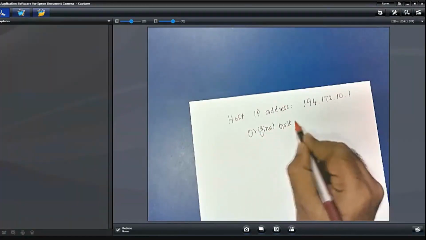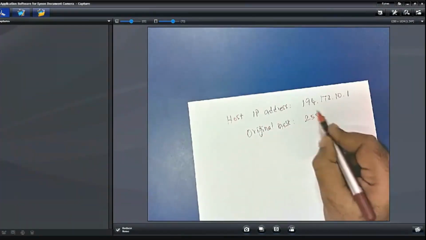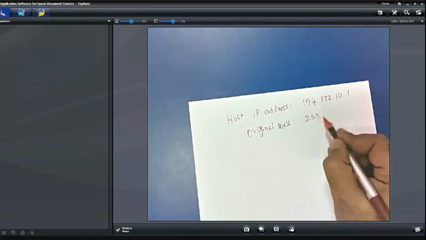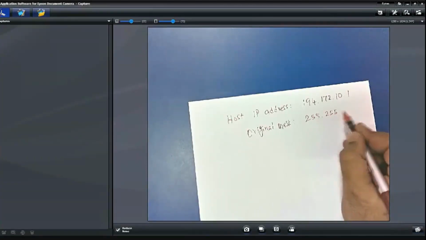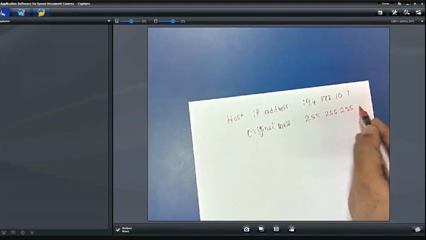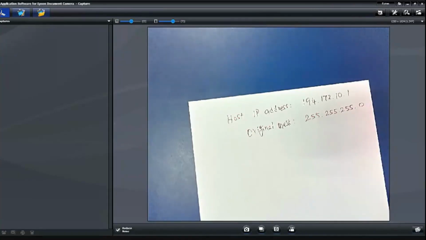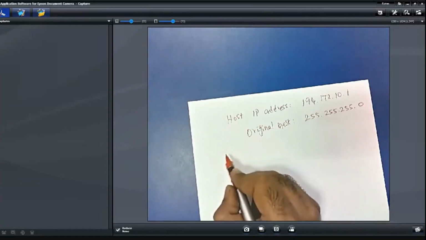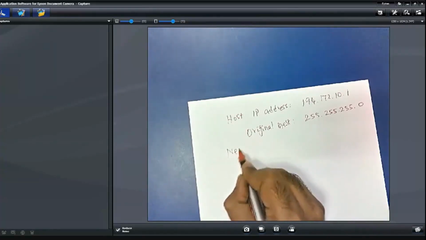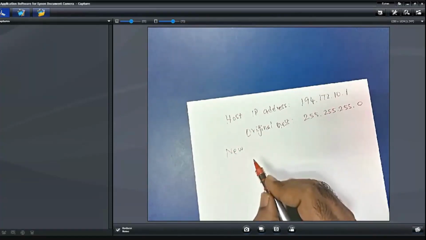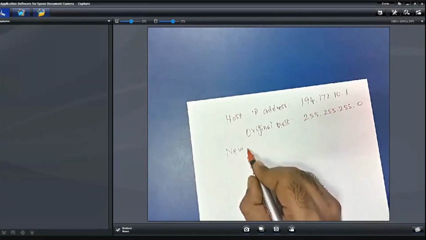Original mask is, because this is class C, so original mask is 255.255.255.0. Okay, this is the original mask. What is the new subnet mask?